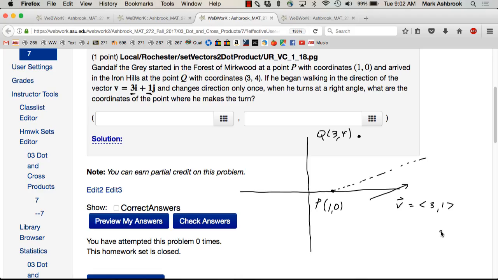Okay, and so then he changes direction only once and turns at a right angle. So he's heading this way. He's going to make 1 turn at a right angle and then head straight for Q. So maybe that's right about here. Would you agree? So we'll call this point R. Right angle turn. R for right angle. What are the coordinates of that point R? So he's going to be walking this way, and then he's going to turn, and then he's going to walk this way.